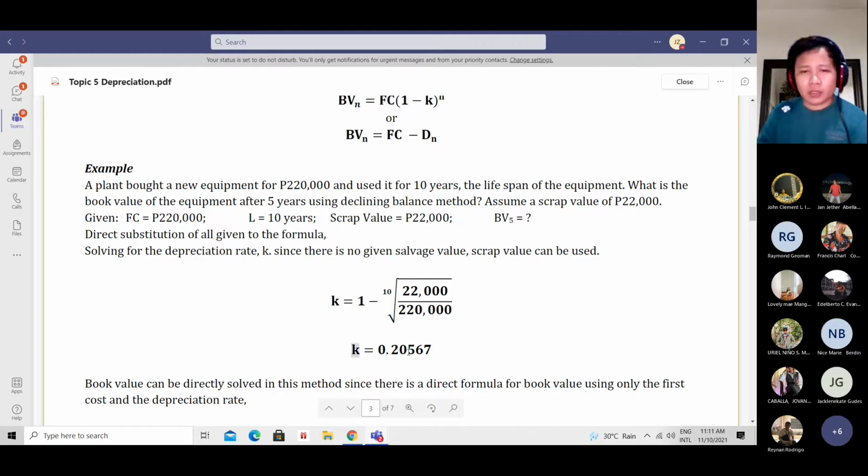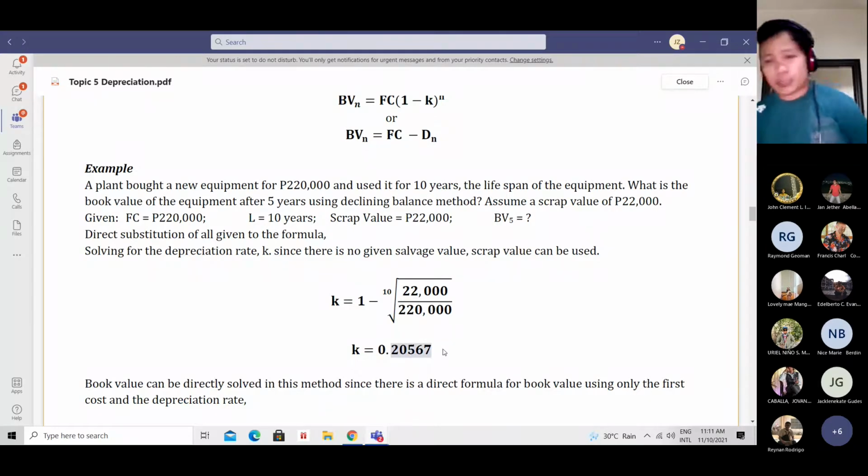Okay, as much as possible for depreciation rate K, do not use just 2 decimal places, okay? So the longer the decimal places, the better. Okay, because it makes a big difference. What big difference in the answer? It's because our values are also big, for example 220,000. Okay, the percentage from 1, let's say if you use 0.21. Okay? And you compare it to the answer of 0.20567, it makes a big difference.